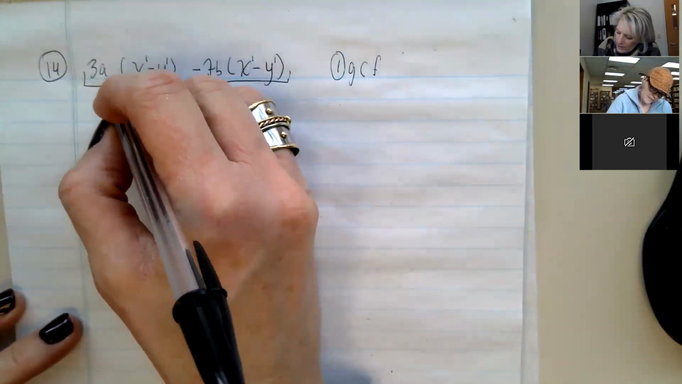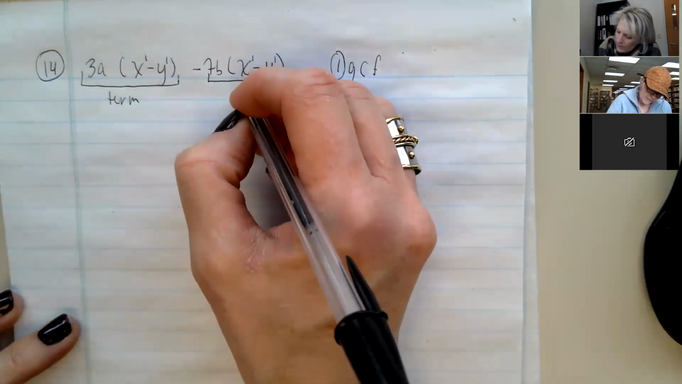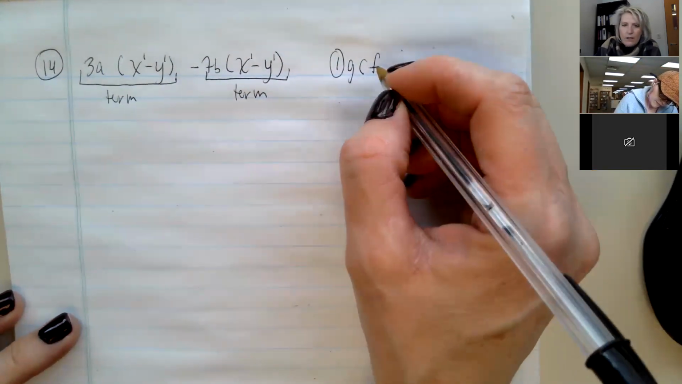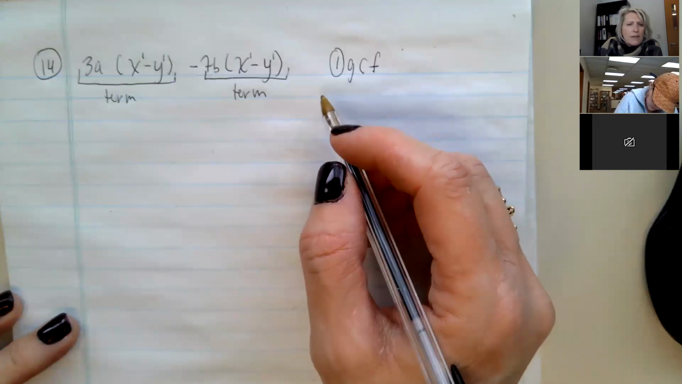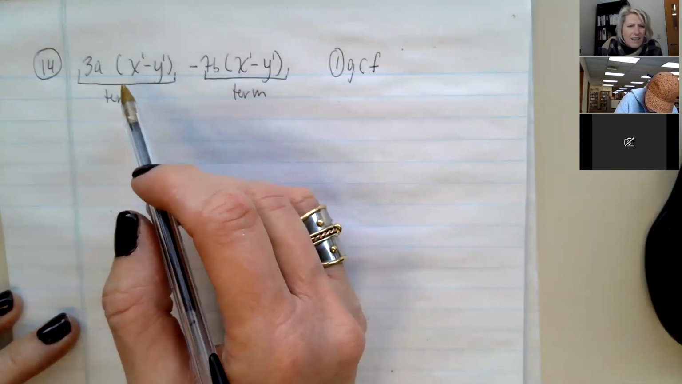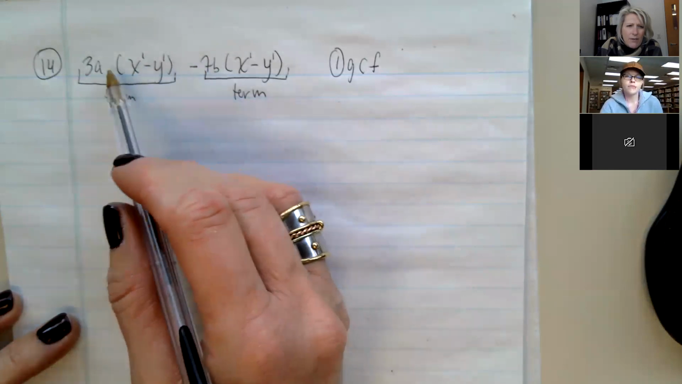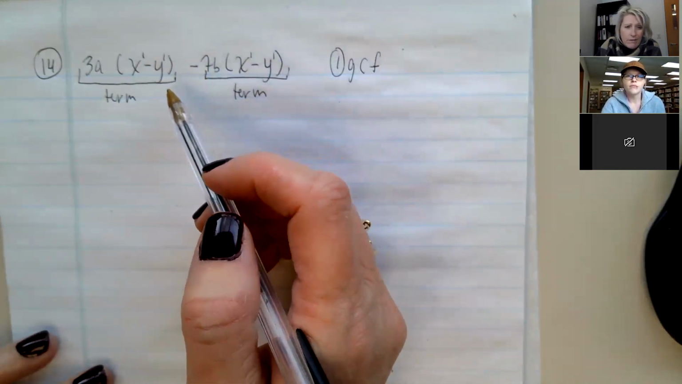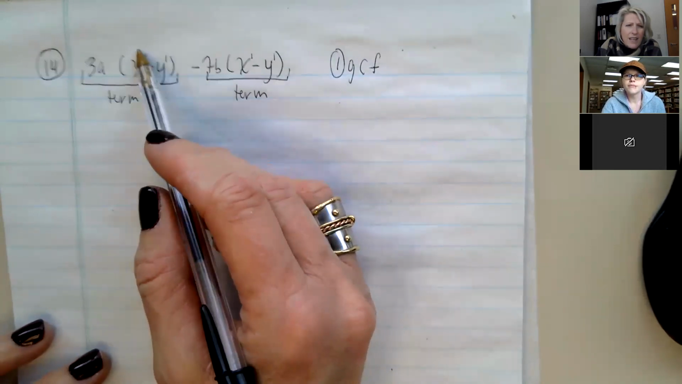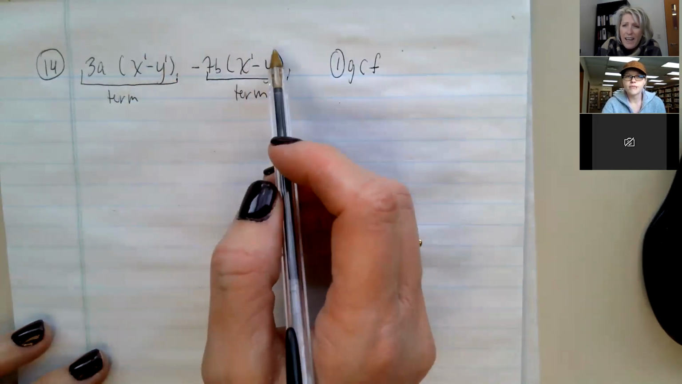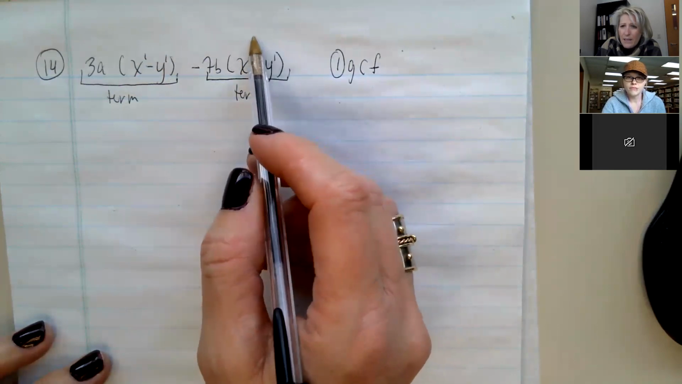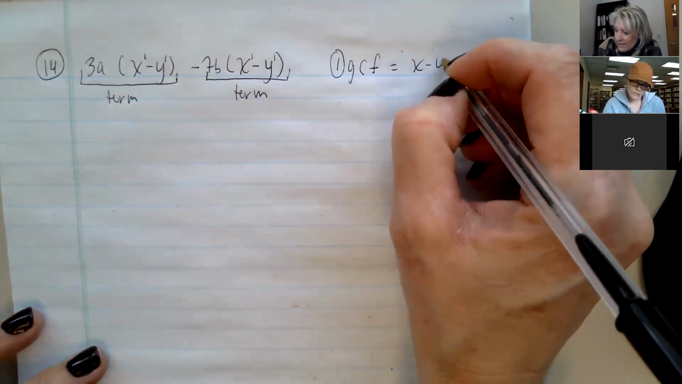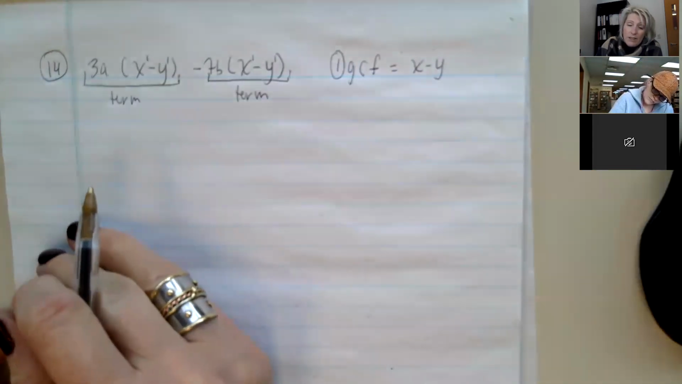So this is a term and this is a term. Just kind of reiterating all the lingo, the language that we've been learning. So I can see that the 3 and the 7 don't have any factors in common. And the A and the B, they don't have any letters in common. But I have this X minus Y thing, and this guy has an X minus Y thing, right? So the X minus Y is the greatest common factor.